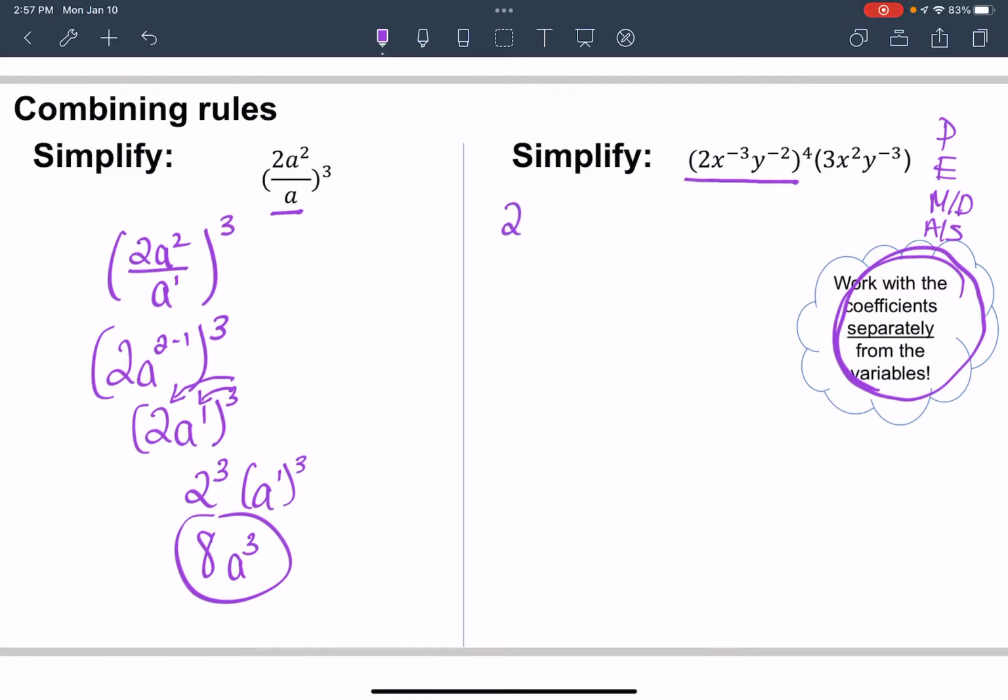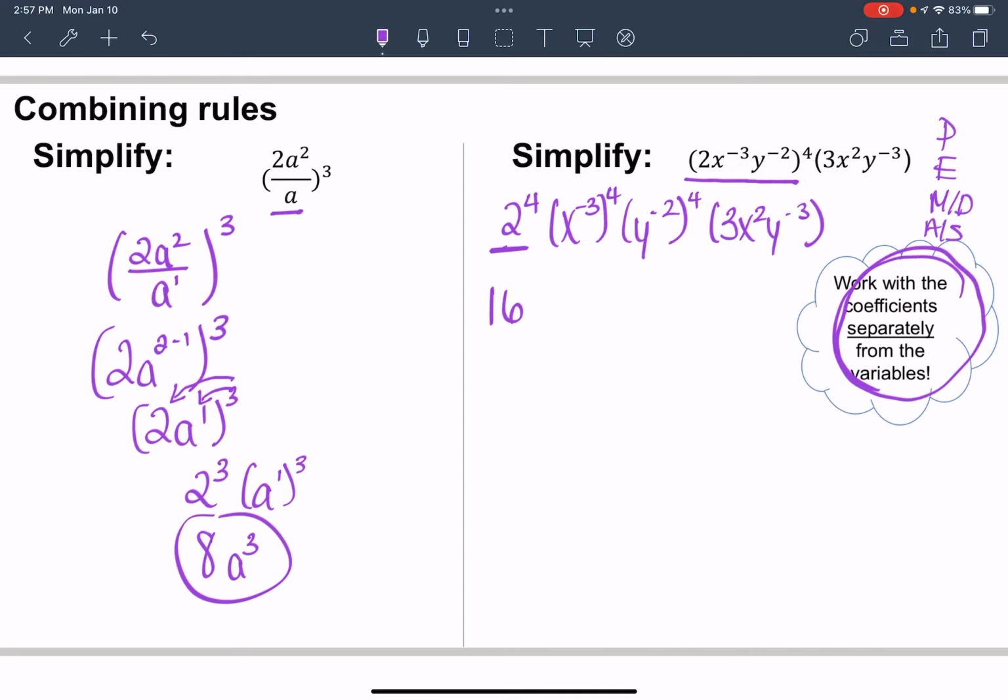So I have 2 to the fourth times x to the negative 3 to the fourth times y to the negative 2 to the fourth. And that's still being multiplied by 3x squared y to the negative 3. So 2 to the fourth, once again, you can do that on your calculator because remember, the exponent rules don't apply to numbers. So 2 to the fourth will be 16.